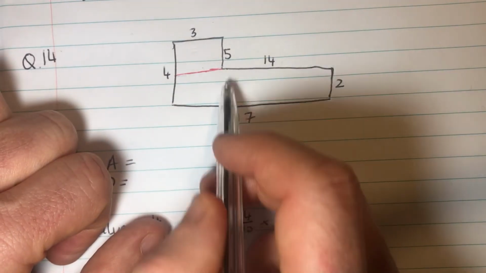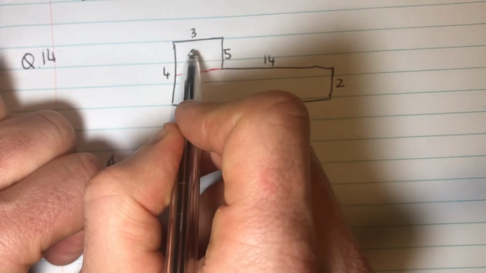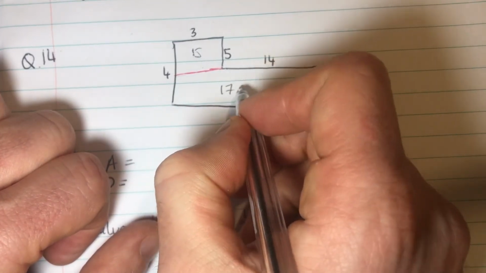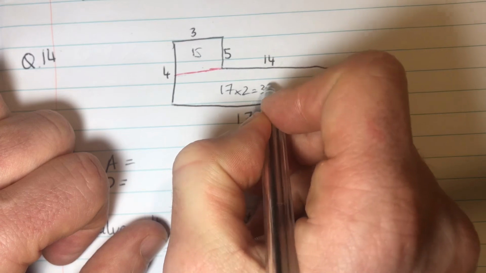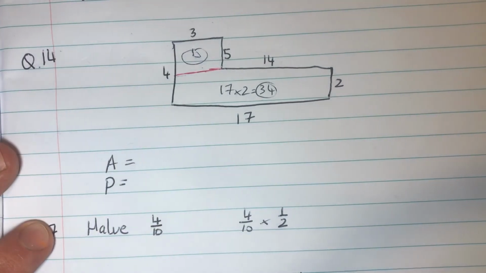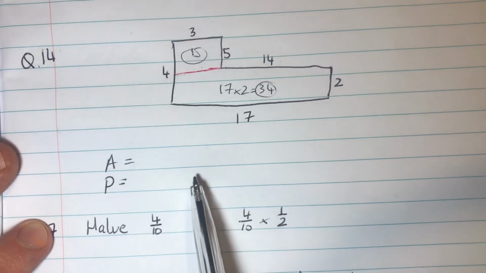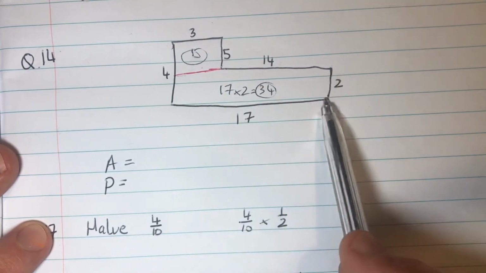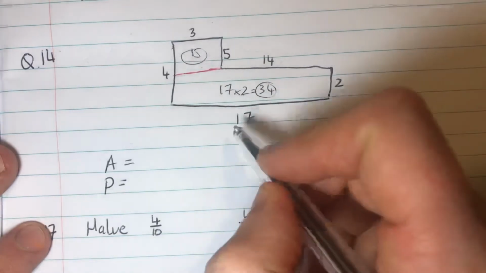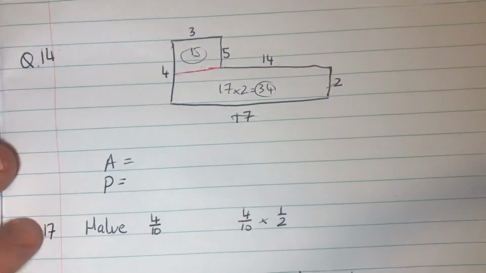So this small guy up top here is 3 by 5, that's going to be 15. This long guy down here is going to be 17 times 2, which is 34. So you should be able to tell me what our area of that irregular shape is. The perimeter. First thing you must do when you're looking at the perimeter, does each side have a number on it? And it does. So then we just go add them up and cross them off as you go along.